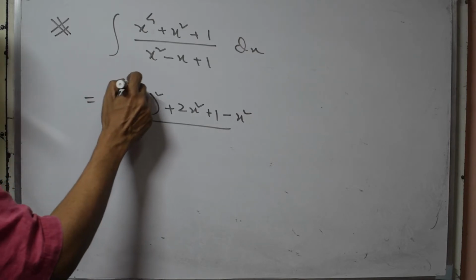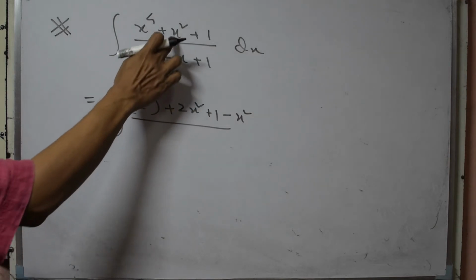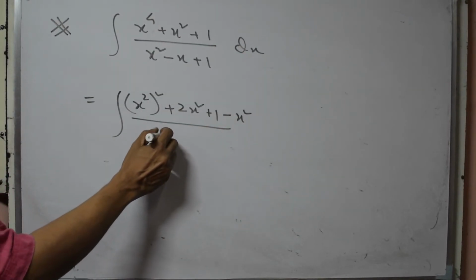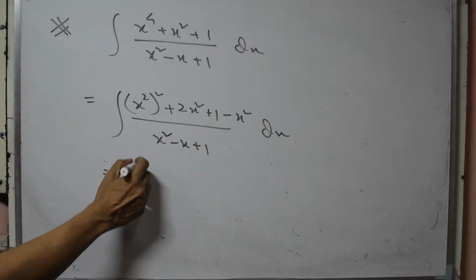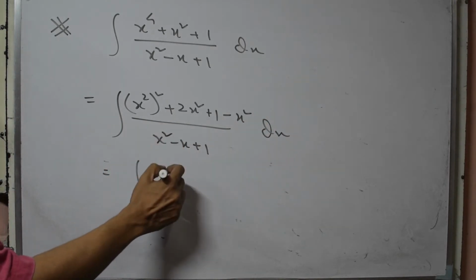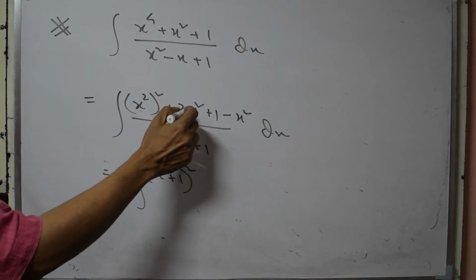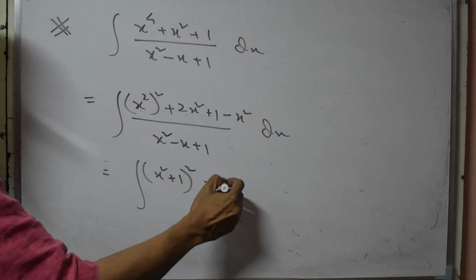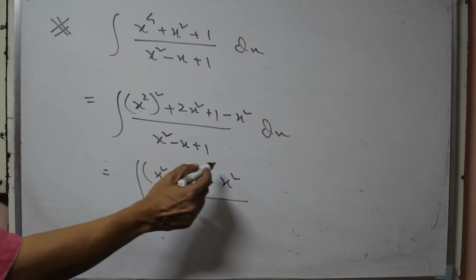Because from these first three terms we will get a whole square, and the x square extra term we have subtracted, so our idea is x square minus x plus 1. Now what we find: x square plus 1 whole square, a square plus 2ab plus b square, minus x square. So we are getting a clear algebra a square minus b square formula.